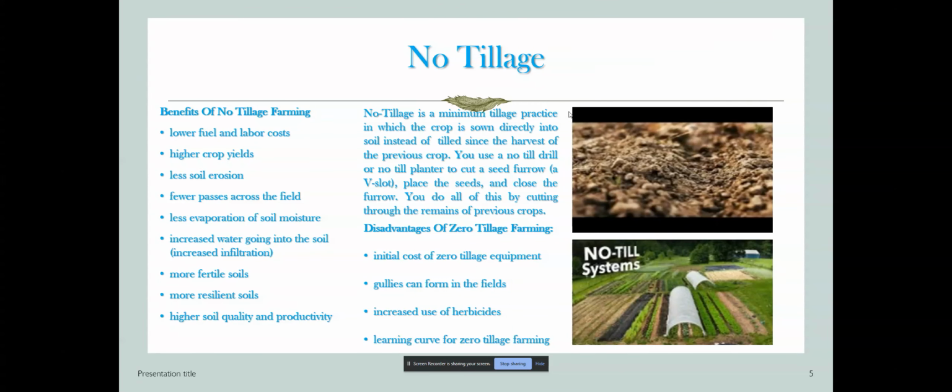No tillage is the practice in which the crop is sown directly into the soil instead of tilled. That means the soil is not dug up by heavy machinery and scraped up and then the seeds put in there. The benefits of this are things like lower fuel costs and lower labor costs because you're not having heavy machinery run back and forth across the field digging it up, and you also have higher crop yield because of the natural way you're doing it.